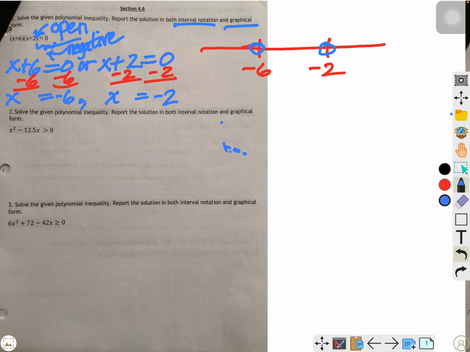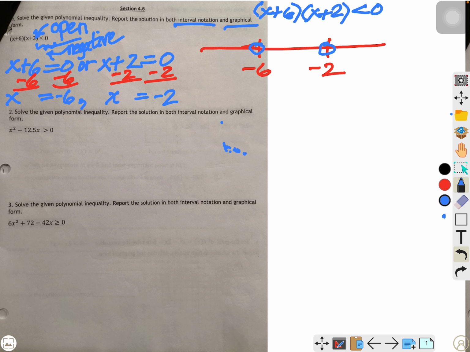So now we have graphed our number line. We have listed our critical values on the number line, and we've included open endpoints. Now we need to test these three intervals created by these two critical values. And so we go back to the fact that the quantity x plus 6 times the quantity x plus 2 is less than 0. And we plug in test values.